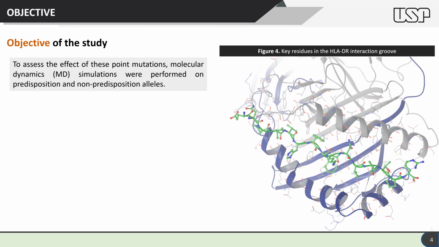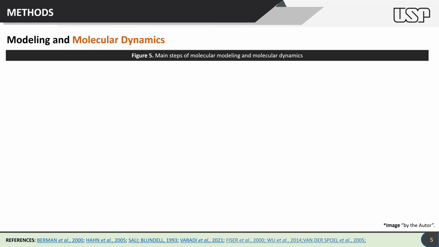To evaluate the effect of these point mutations, molecular dynamics simulations were performed on predisposing and non-predisposing alleles, both unbound and in complex with relevant peptides. The study methods are summarized in this flowchart. To perform the MD simulations, the complexes underwent several preliminary steps.